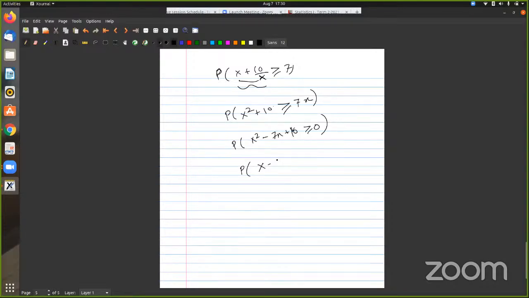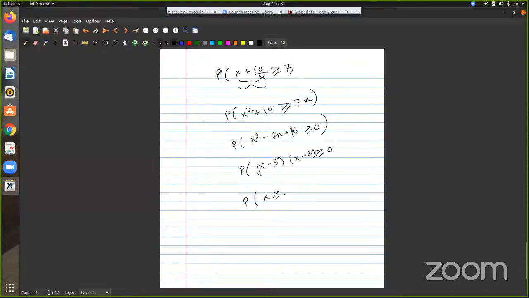Just x minus 5 into x minus 2 greater than 0. This thing is fine. Either x minus 5 is greater than 0 or x minus 2 is greater than 0, because the product of two numbers is 0. So can we break it into cases?